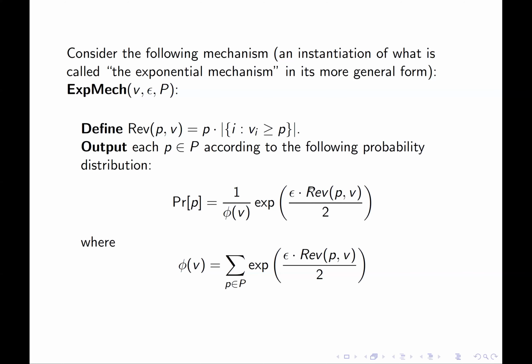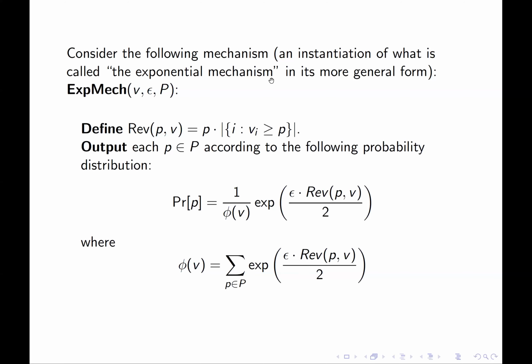Okay, and this epsilon is sort of a damping factor. The smaller epsilon is, the slower we can boost the probability of outputting a price as a function of the revenue it obtains. The larger epsilon is, the more aggressive we can be. And this normalizing factor phi of v is just there to make sure that this really is a probability, that these sum to 1. So the normalizing factor is just the sum over all of the prices of this same expression.